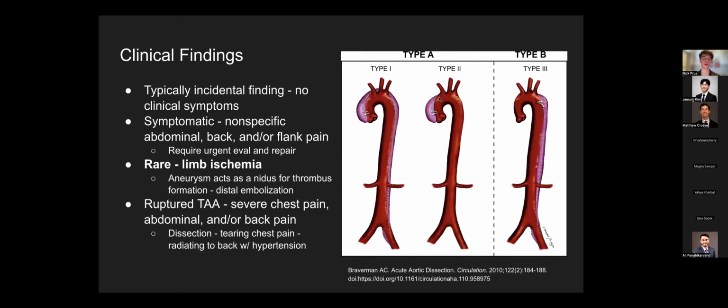And then type A differs from type B medically in the sense that type A requires immediate surgical repair. Type B only includes the descending portion, does not include the ascending portion. And depending on the severity of type B dissections, they could be treated medically just with beta blockers. But if it's a more urgent case, then it may require immediate surgical repair.